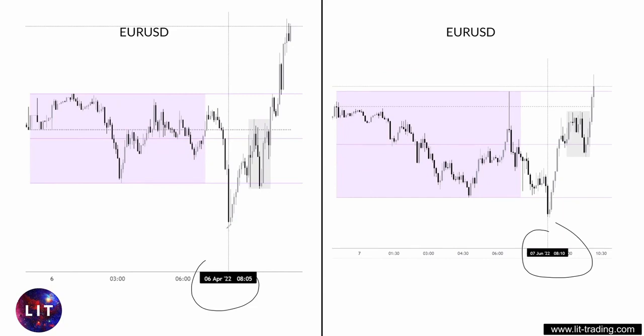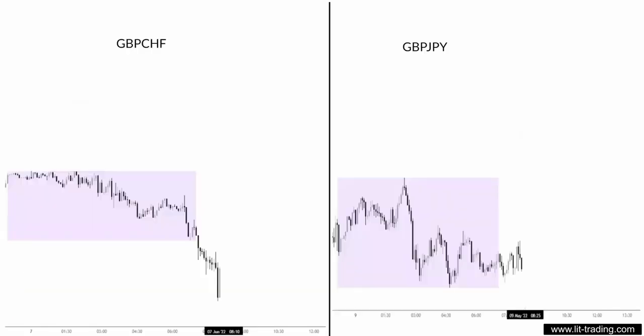Okay, another one, EURUSD, again from 6th of April, 7th of June, literally everywhere, right? See, it's always the same stuff, always the same stuff. Again, what's going on with GBP Swiss franc or GBPJPY, right? Japanese yen, like what's going on there?